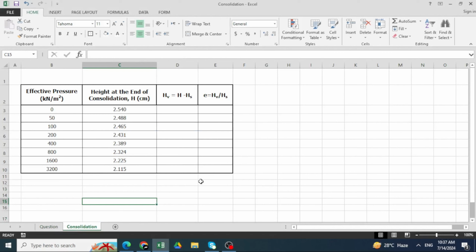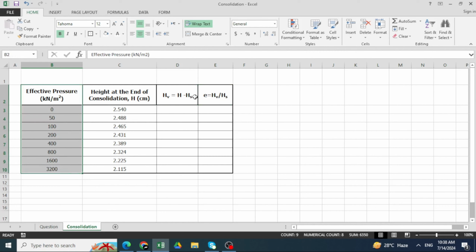Coming to the other tab, that is the consolidation, we have data here: the effective pressure, the height at the end after consolidation, and the HV as the void height and e is the void ratio. So we will calculate all of them. First of all, we have the effective pressure and the void ratio, which we will use for the purpose of a graph.